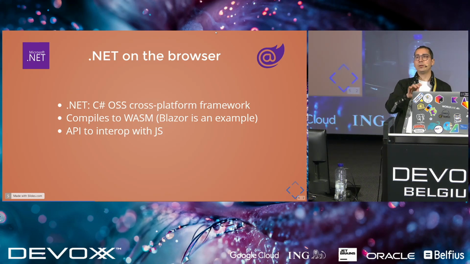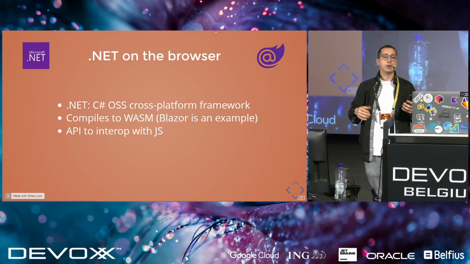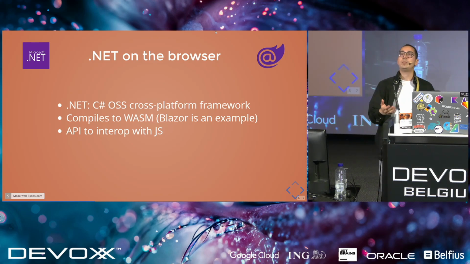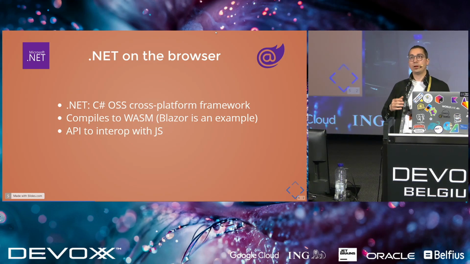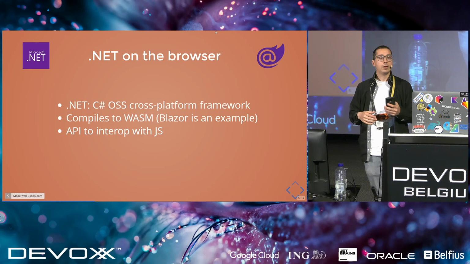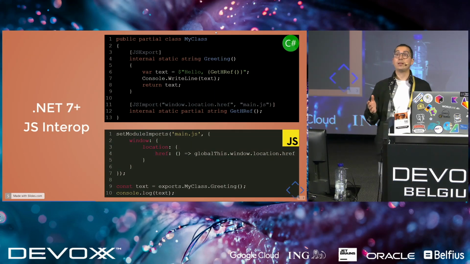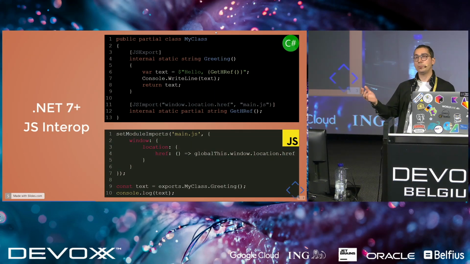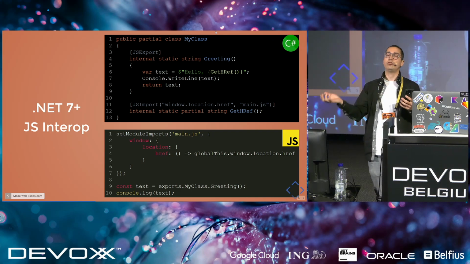Initially, I did my work based on Blazor, but it was really complex, really intricate. So I switched to a new API, which appeared later, which allows more straightforward interoperability with JavaScript. That's what I'll show you now. Since .NET 7, you have a more straightforward way to communicate from C# with JavaScript. And you can see an example here.